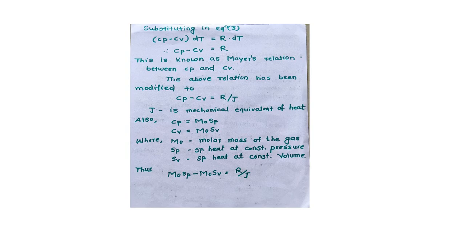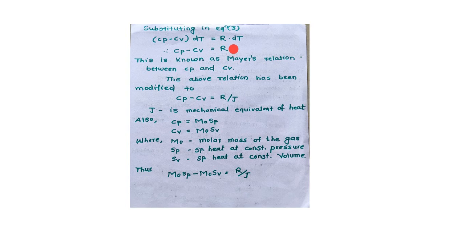Substituting in equation 3, we get (Cp - Cv) dT = R dT. Here R dT is the P dV, which is why we substituted the value of P dV = R dT. Therefore, we get the equation Cp - Cv = R. This relation is known as Mayer's relation between Cp and Cv: Cp - Cv = R.